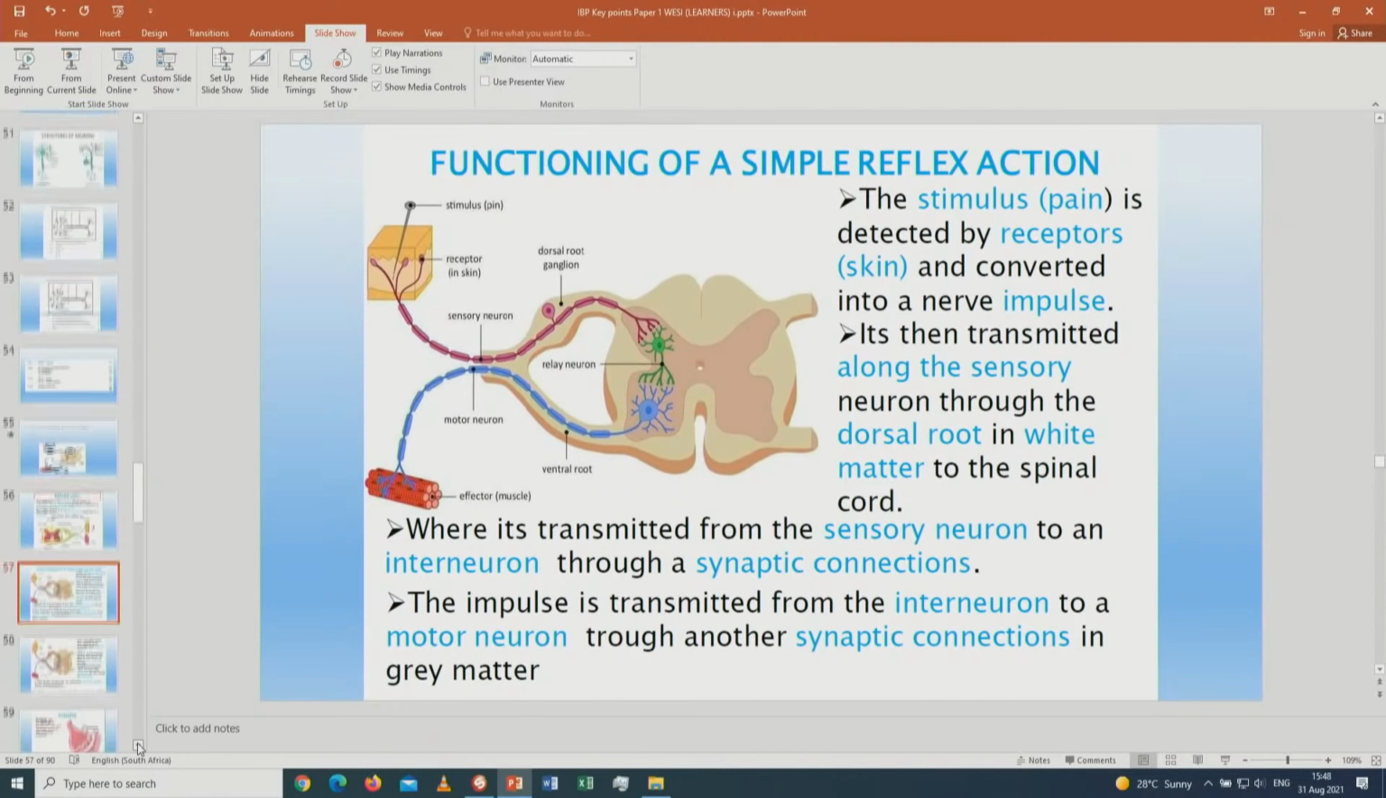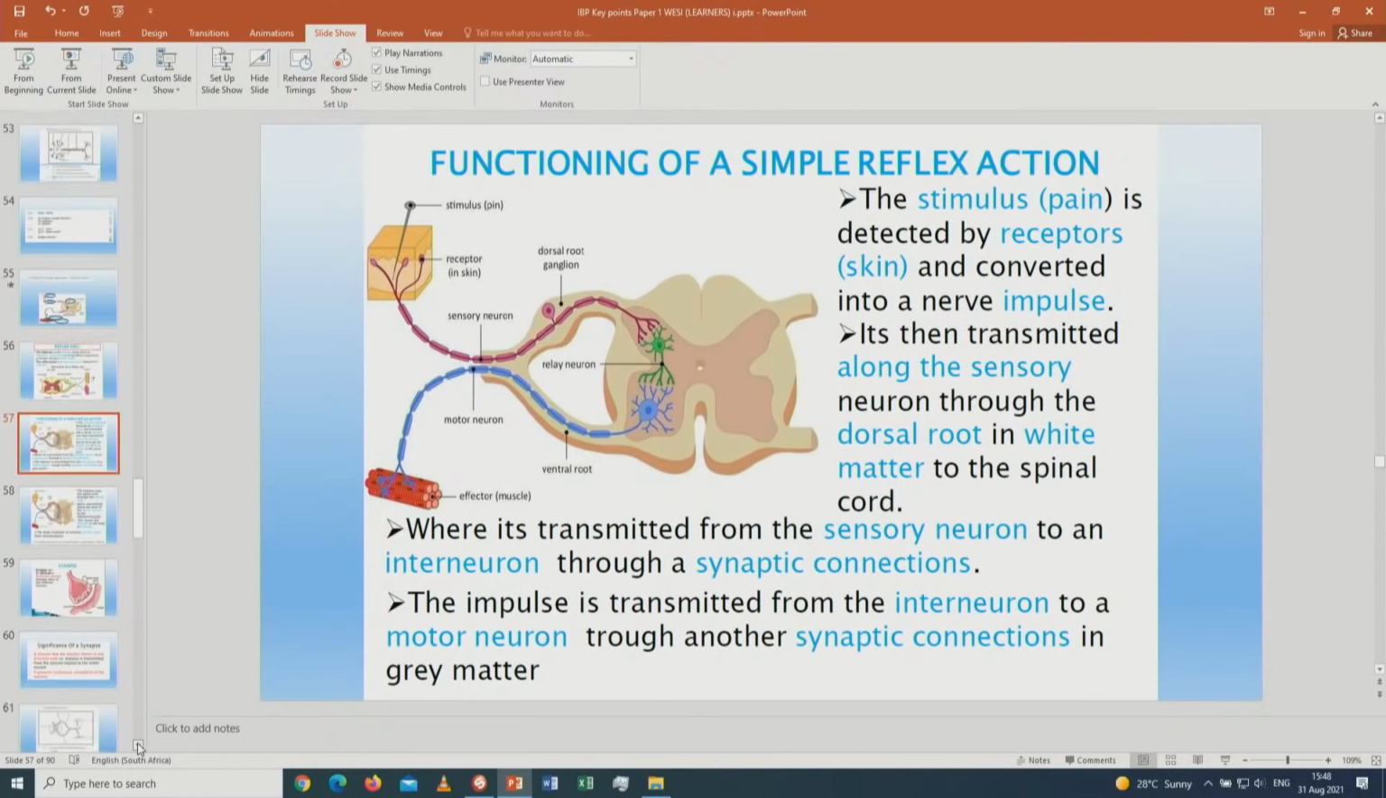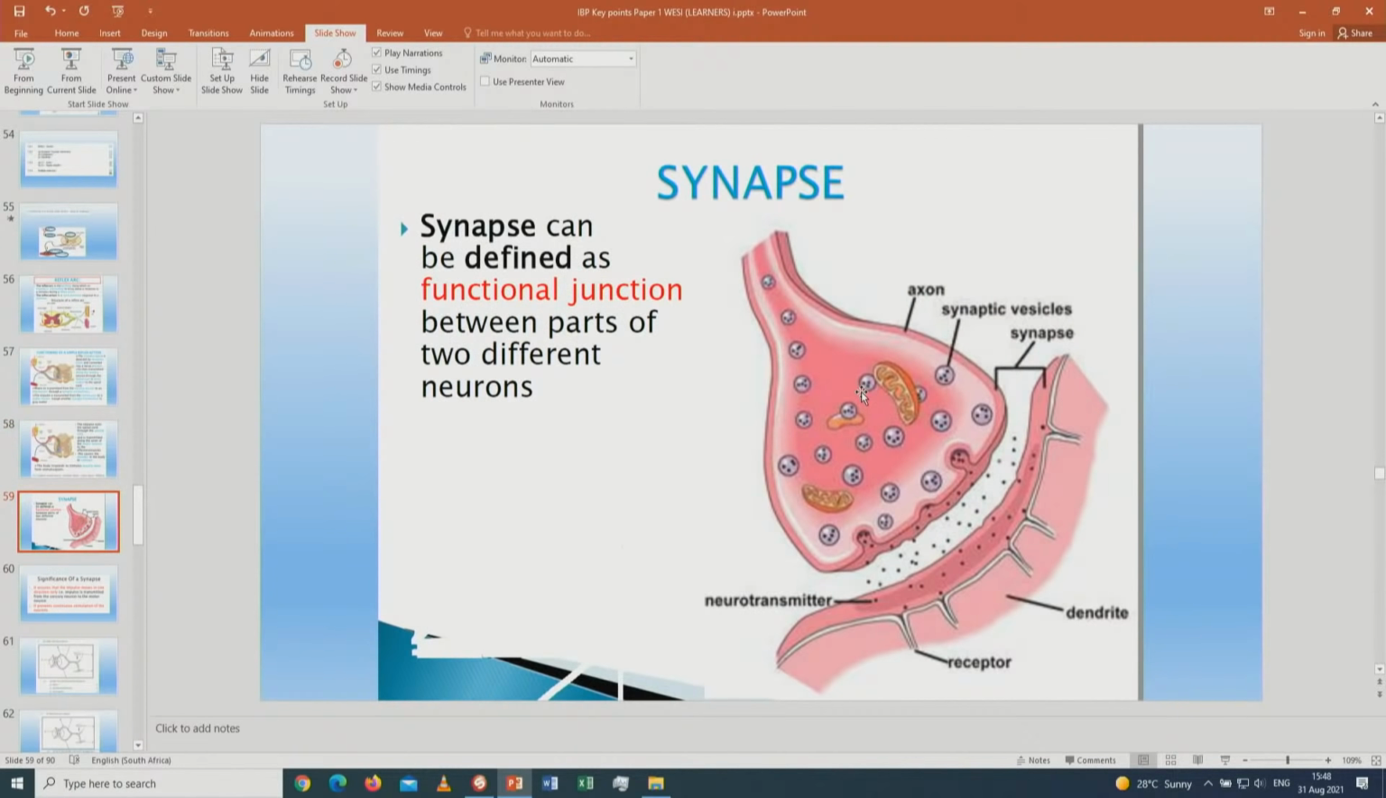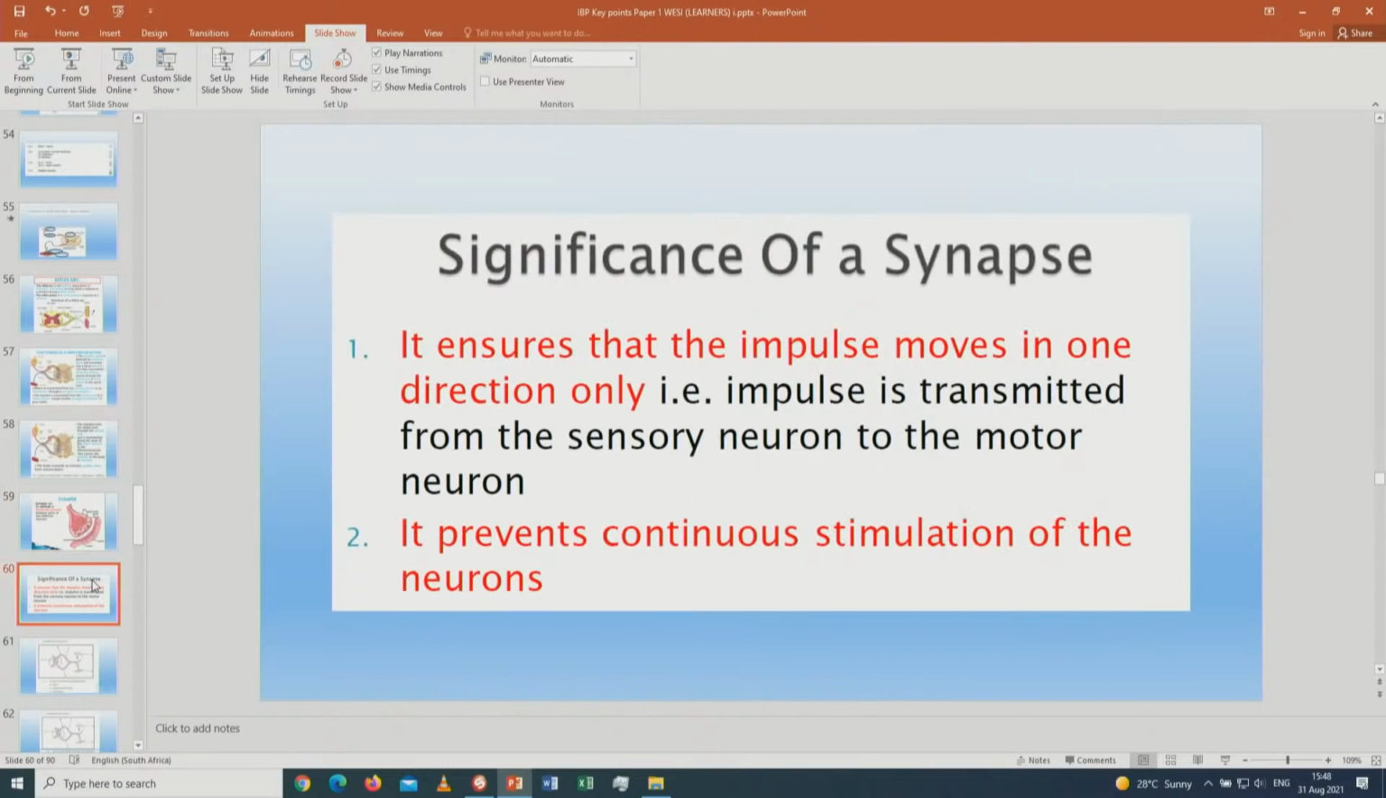Okay. Function of a reflex action using an example there. And then the synapse, please make sure again that you know this, which is a functional junction between the parts of two different neurons. And then again, please, the significance of the synapse.